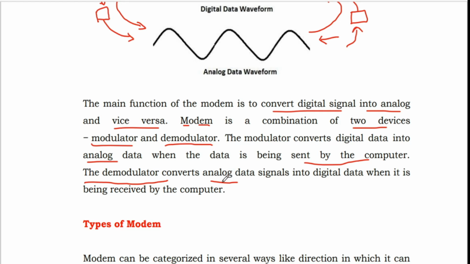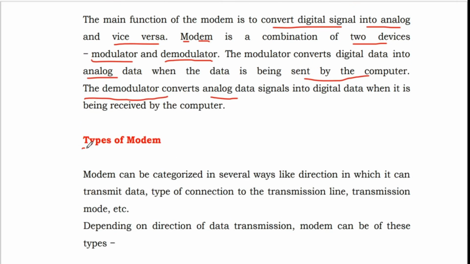Our understanding of what exactly the modem does is that it converts the data in two forms, modulation and demodulation. Modulation converts digital data into analog when the data is being sent by the computer, and demodulation converts analog data into digital data when it is being received by the computer. So this is the basic difference between modulator and demodulator, and the combined term we call a modem.